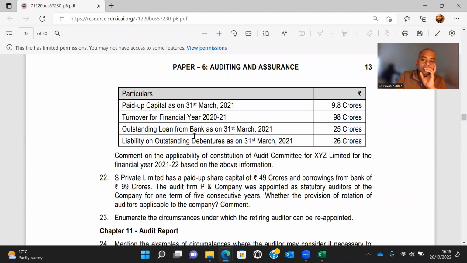Nazia, read it. Paid up capital as of 31st March 2021, 9.8 crores. Turnover for financial year 2020-21, 98 crores. Outstanding loan from bank as on 31st March 2021, 25 crores. Liability on outstanding debentures as on 31st March 2021, 26 crores. Comment on the applicability of constitution of audit committee for XYZ Limited for the financial year 2021-22 based on the above information. Very good. Audit committee section, is it 177?